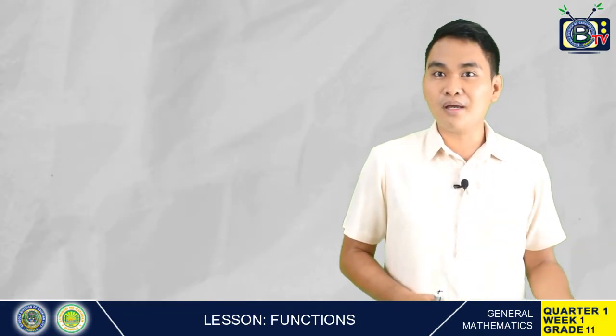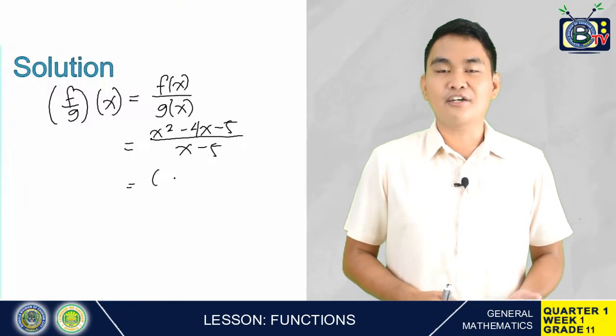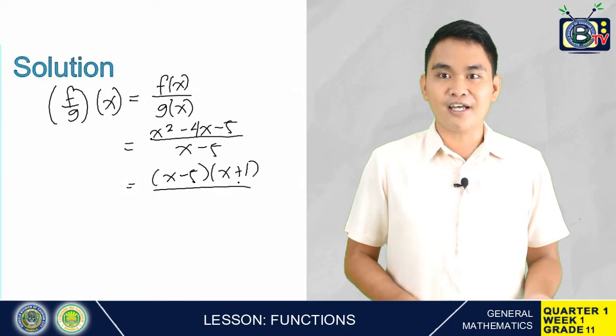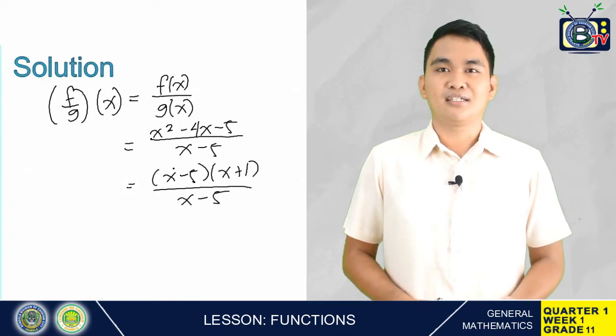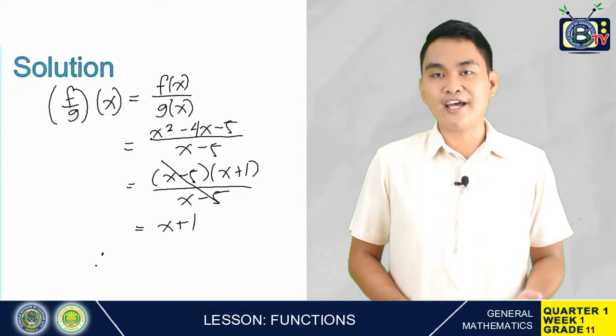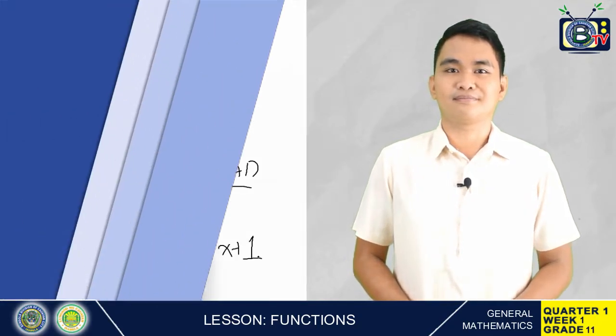If you are going to remember your lesson in factoring, the factors of x squared minus 4x minus 5 are x minus 5 and x plus 1. Hence, we can cancel x minus 5 in the denominator. Our final answer is x plus 1.